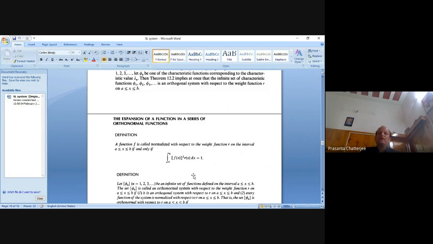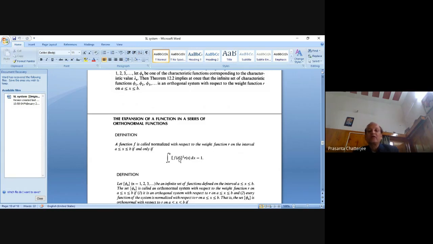What do you mean by normalized? If f equals g, then the integration from a to b of f(x) squared r(x) dx, if the value of the integration is 1, then we call that f is normalized. That is, instead of taking two different functions inside the integration, if we take the same function and the result comes as 1, then that function is called normalized. And naturally, instead of orthogonal, it will be orthonormal.